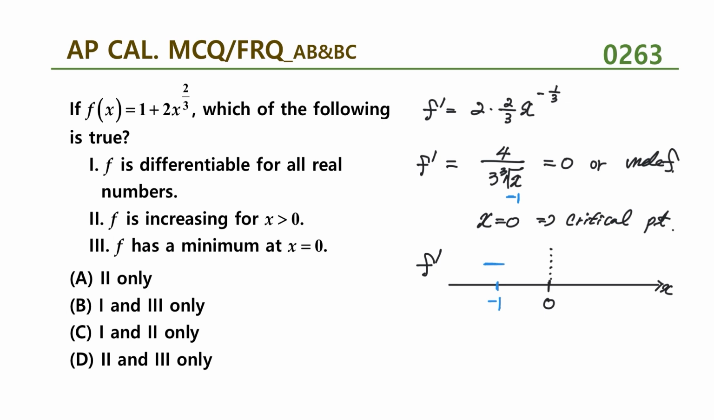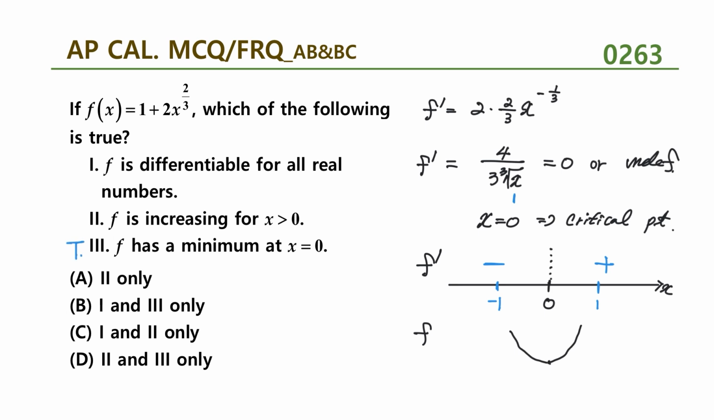If x is greater than 0, let's substitute 1 here. If x is 1, then all of this expression is positive, 4 over 3 times 1. So that's positive here. So the graph of f decreases in this interval and increases in this interval. So we have a relative minimum at x equals 0. So this is true.